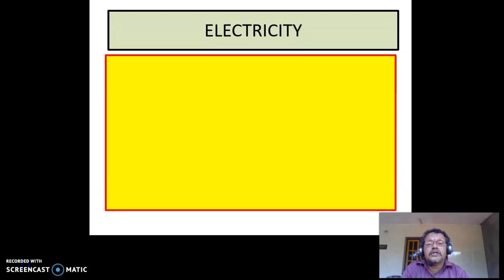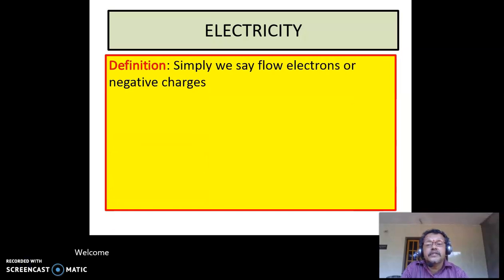So now first we shall try to define electricity. Definition: what is electricity? Electricity is simply the flow of electrons or negative charges. Electrons flow from negative to positive, but conventionally in a circuit we show the direction as positive to negative, while the actual flow of electrons is from negative to positive.